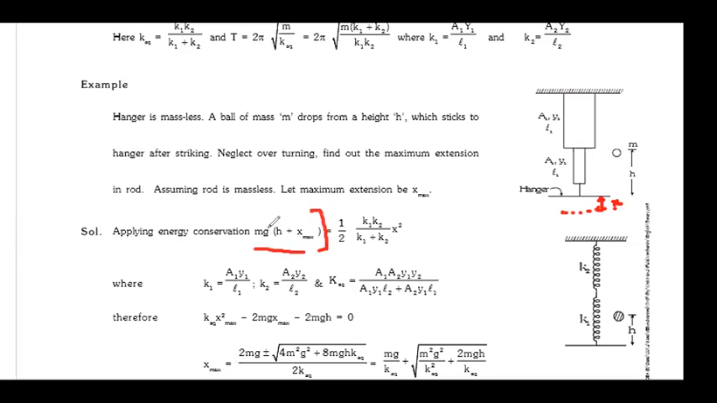It is mg(h plus x) in total. And the energy of this is half k equivalent x square. Got it? Yes or no? So it's easy to find x max. Everyone can see, I hope all of you can zoom the screen and see. It is clearly visible.